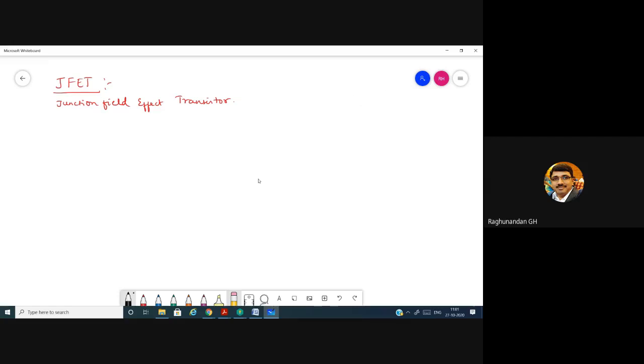In this, the JFET, the junction field effect transistor, we are having two types: N channel JFET and P channel JFET. Two types of FETs we are having. So in this, first we'll go with an N channel JFET. And I have already told you the construction and working of the FETs and BJTs are entirely different.